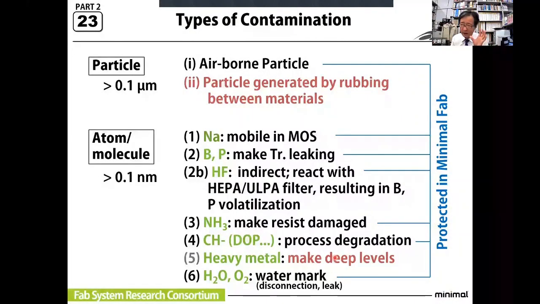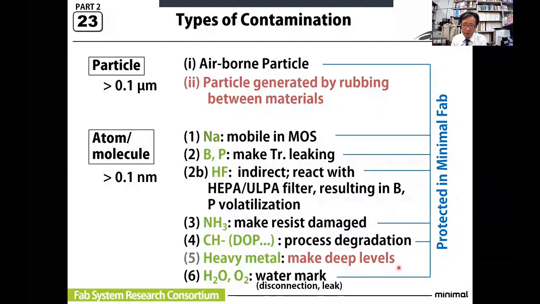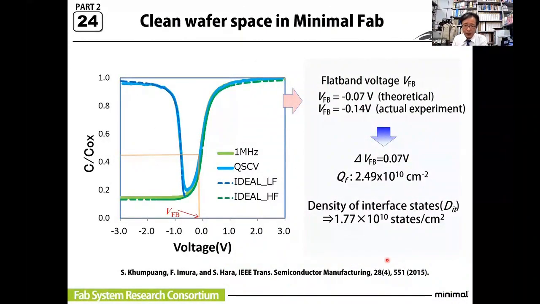And the resultant important thing for the minimal fab is just making deep levels by heavy metals. It's kind of an internal contamination. Before, we didn't care about this. So we met a very unhappy contaminated factory. I will explain it a little bit. Before, we had made this kind of very nice CV curves, and the resultant charge is 10 to the 10th, and the DIT number is also 10 to the 10th, so very good. You will see this kind of thing.